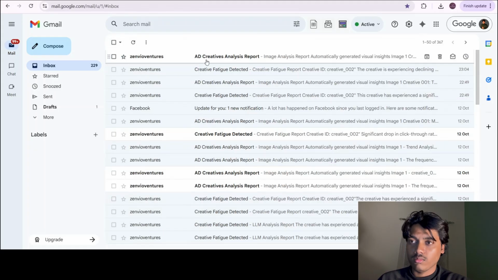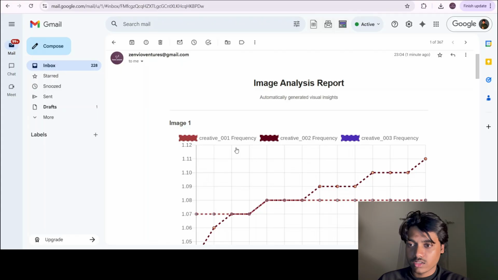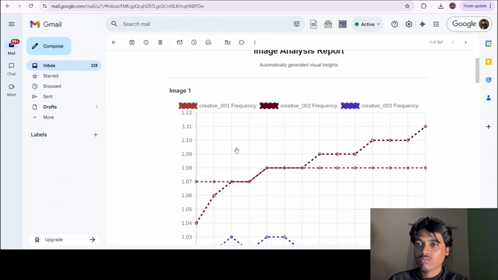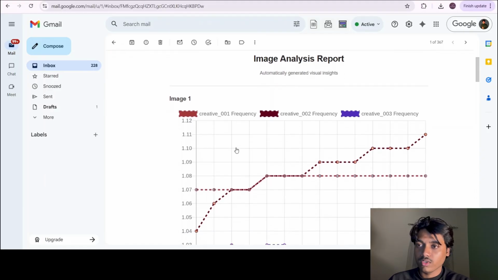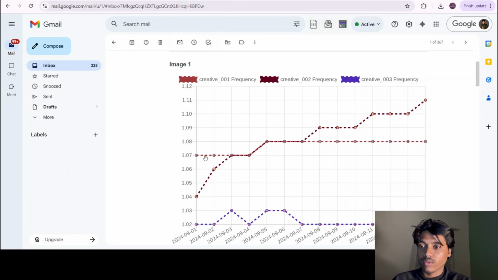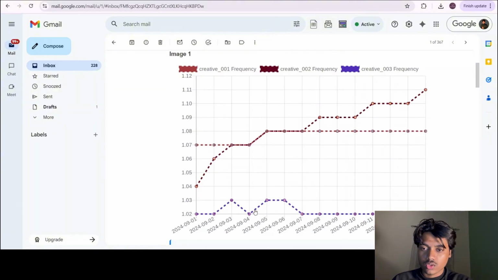Now let's check the email for the ad creatives analysis. It is giving us the full report with the analysis, and it is creating some images, some graphs to demonstrate it properly. For the three creatives, it has given us one graph. This first graph is for the frequency, how the frequency is behaving. This is for creative 1, this is for creative 2, this is for creative 3. We can see that creative 1 is around constant, but creative 2's frequency is steadily increasing. Then creative 3 is also constant.